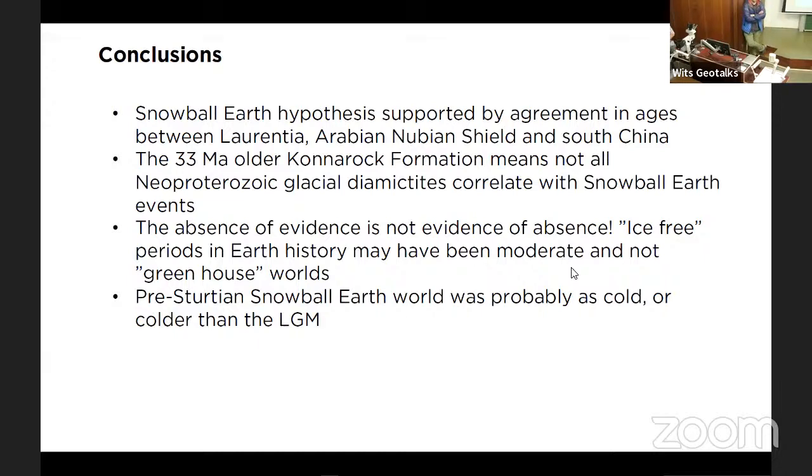So there were people like Grant Young and others who were arguing that there are some Neoproterozoic successions, such as the Port Askaig Formation in Scotland and several others, which showed evidence for a hydrological cycle. There were glaciations and there were water-laid sediments and so on. That means that there was not a total snowball Earth, right? And they used that to argue that there was no snowball Earth. They were saying all of these glaciations, this Neoproterozoic climate, are just local glaciations.